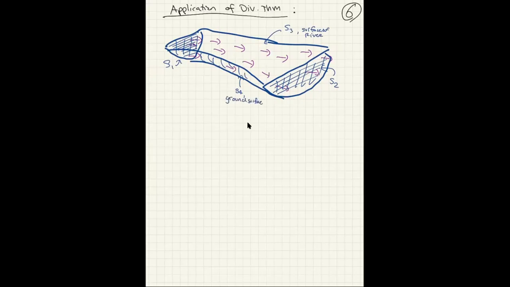Okay, so the surface of the river is where water meets air. The ground surface is where water meets ground. And then this vector field, I'm going to call it W. So that's W, a vector field, W of maybe X, Y, Z for water.